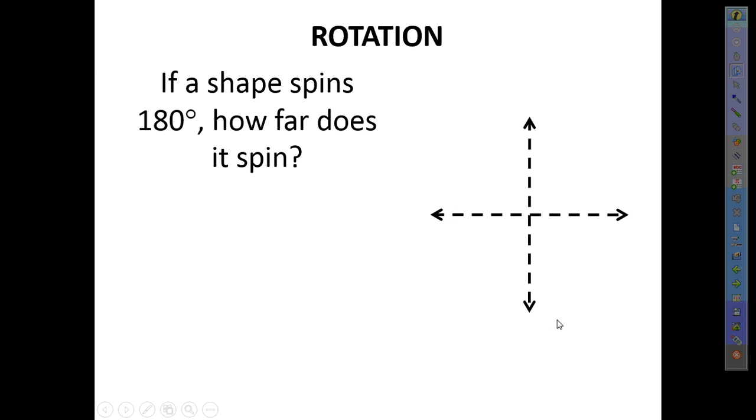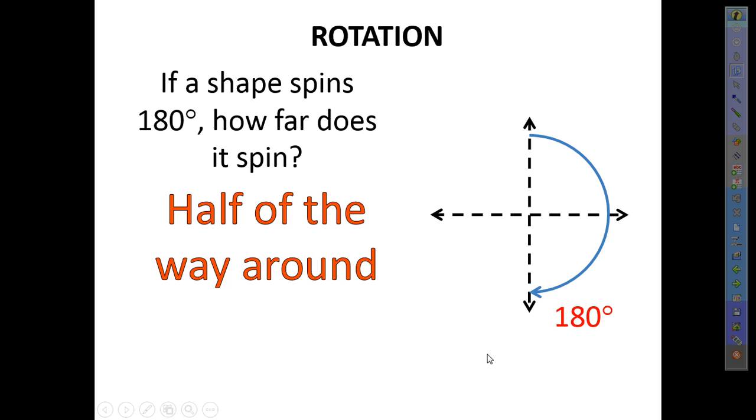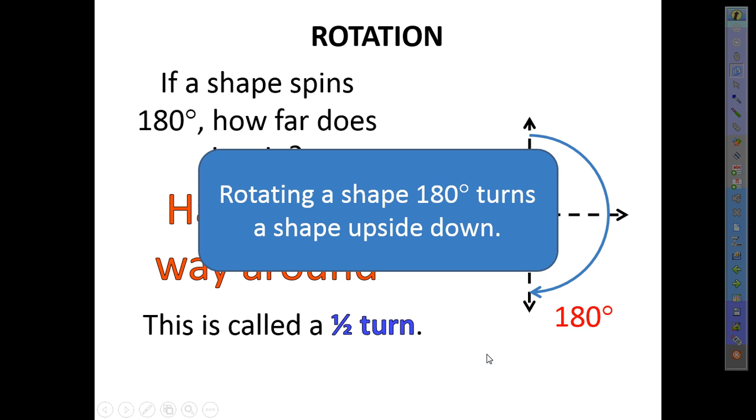If a shape spins 180, how far does it spin? So 180 degrees is halfway. So you've kind of turned around to face the other direction. So this is called a half turn. Rotating a shape 180 degrees turns the shape upside down, or to another side, depending on where you started from.